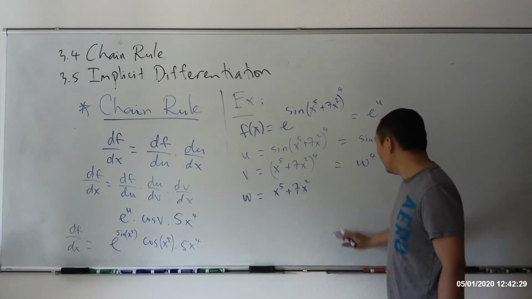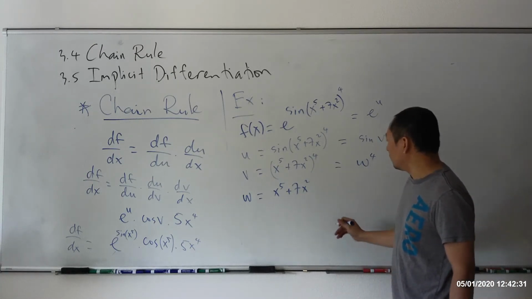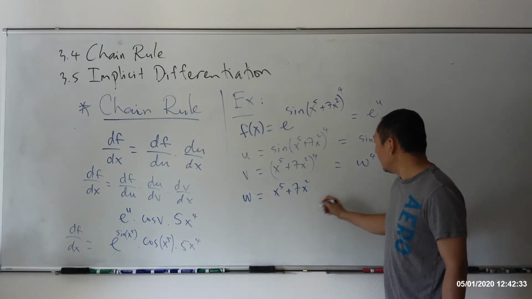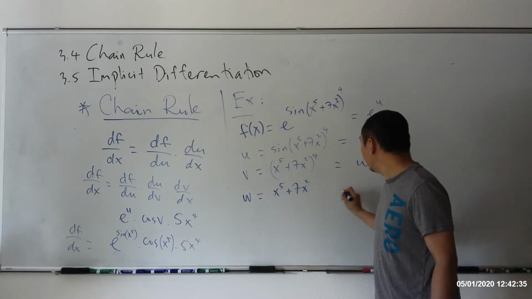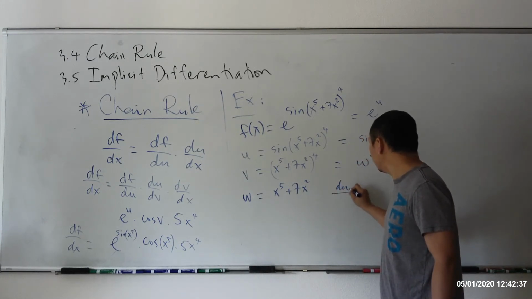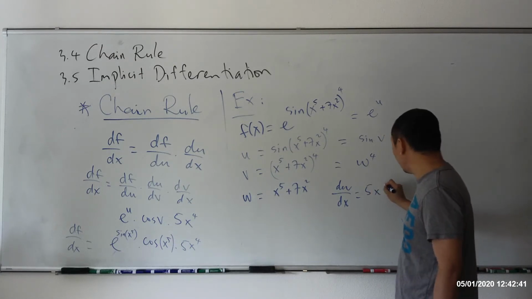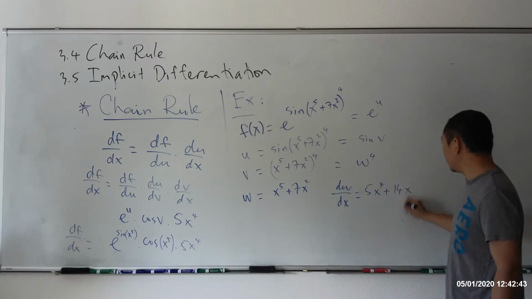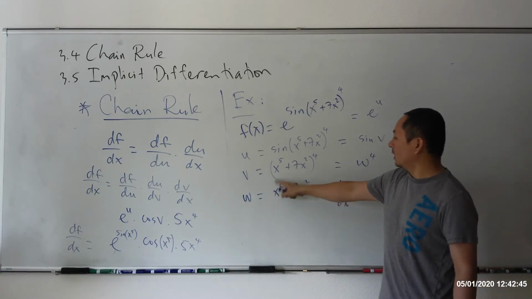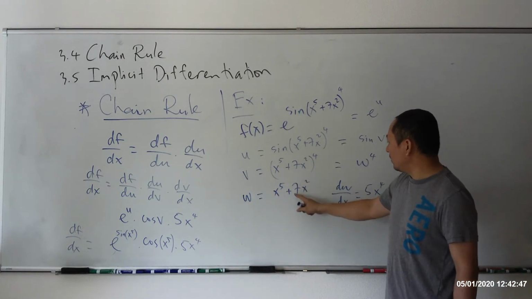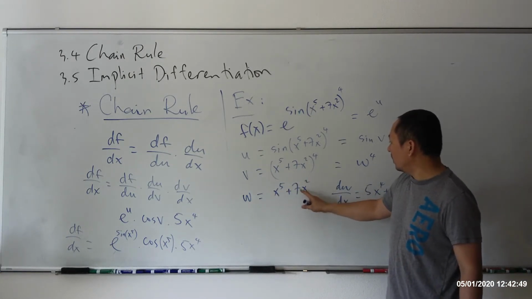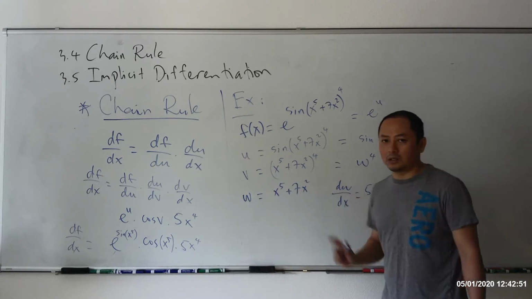Now, w is easy to calculate, derivative. Right? dw over dx is going to be 5x to the 4th plus 14x. I'll bring the 5 down, x to the 4, right? And then 7 that's constant outside, 2, bring it down, 7 times 2 is 14, and x to the 1st.